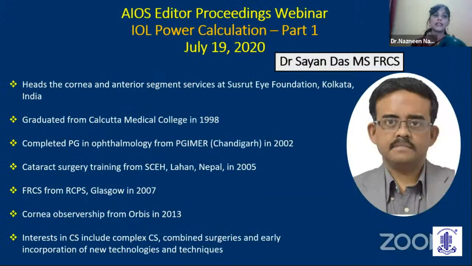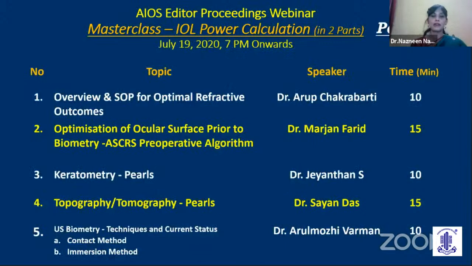Dr. Shandas heads the cornea and the anterior segment services at Susruta Eye Foundation, Kolkata. He has graduated from Kolkata Medical College and has done his post-graduation from PGI. He has done cataract surgery training from Lahan, Nepal. He also has a cornea fellowship observership from Orbis under his belt, and his special interests include complex cataract surgeries and combined surgeries. So this is the overview of the program.